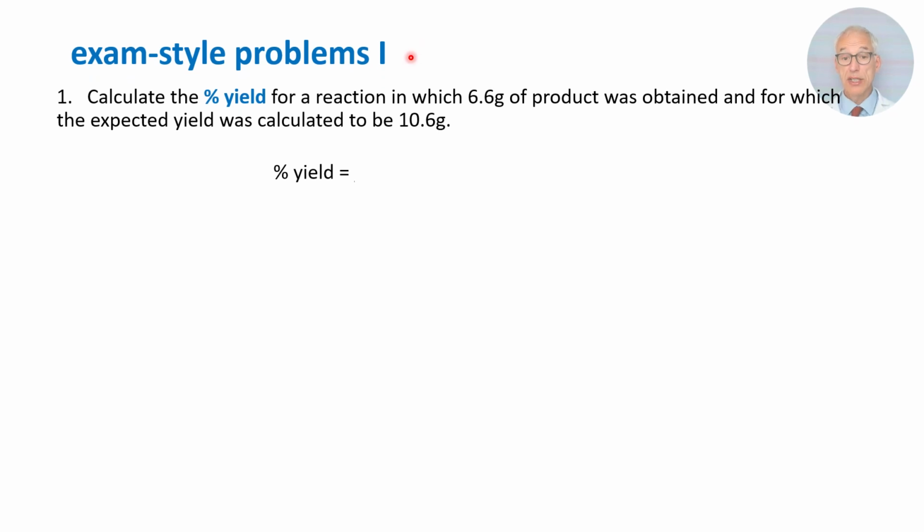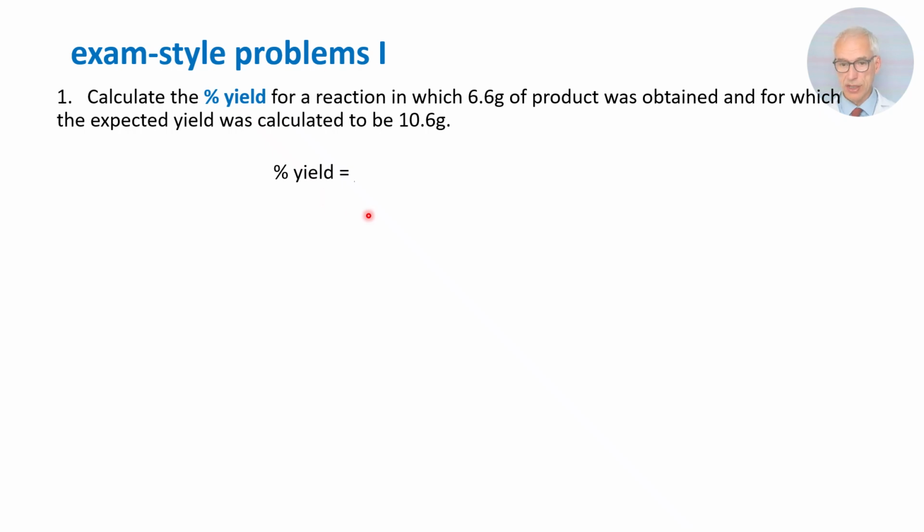So here is the first of 3 slides with exam style problems. Number 1, calculate the percentage yield in which 6.6 grams of product was obtained for the expected yield to be 10.6. So you've got actual 6.6, expected 10.6, calculate percentage yield. Stop, restart to check.